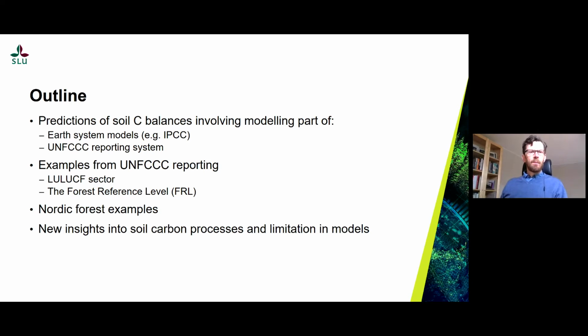But in this reporting, it's more formalized, so to say. So it's integrated into these systems of climate reporting and inventories. And I will give you Nordic examples of this. And I will move into some new insights on how they relate to these models that we use today.